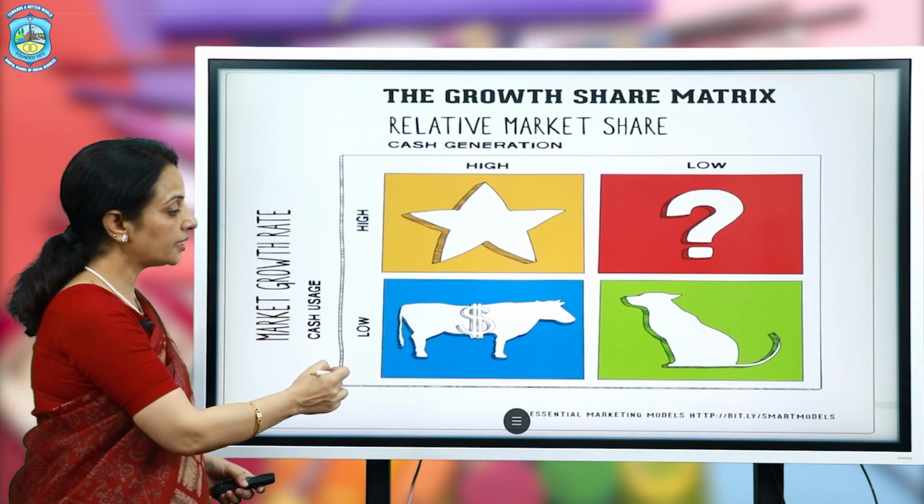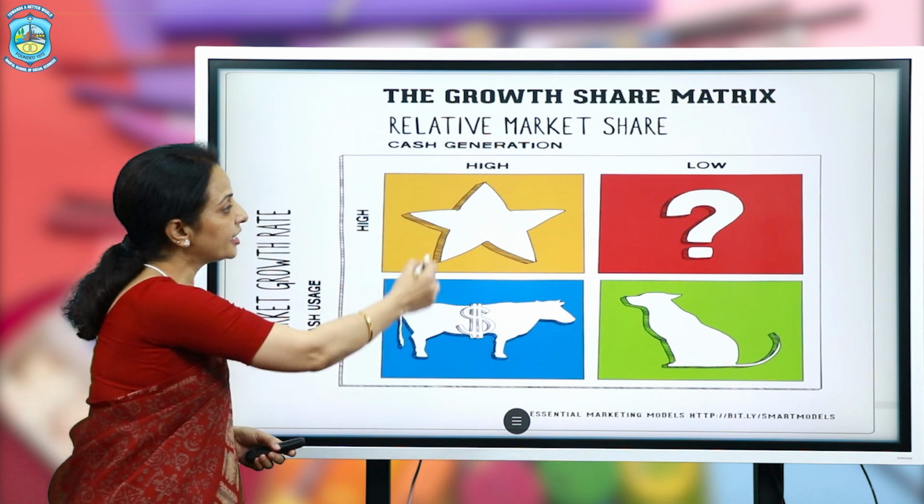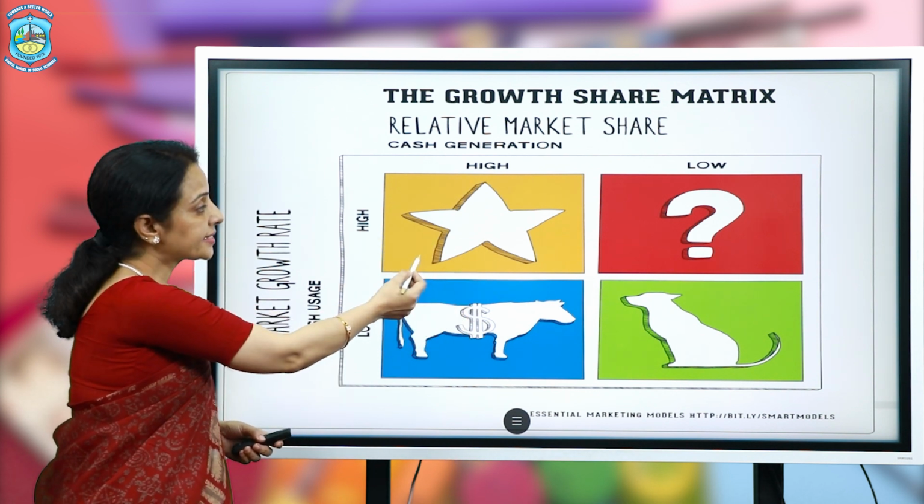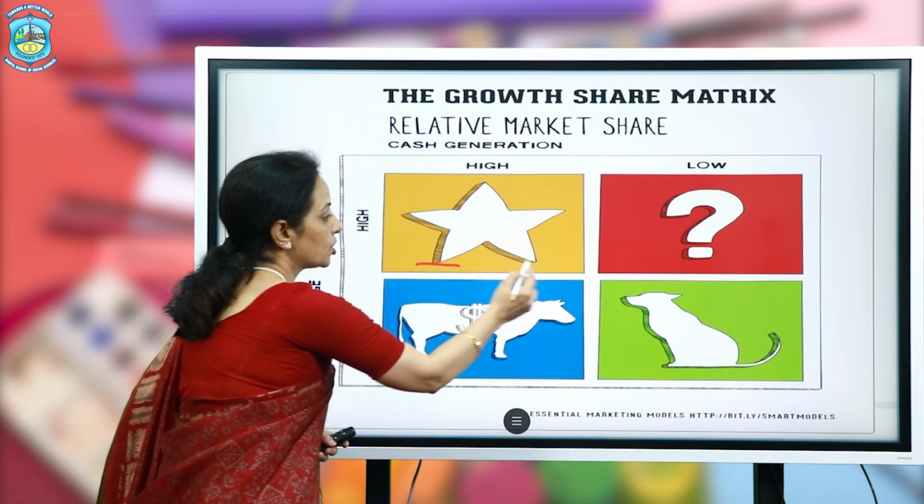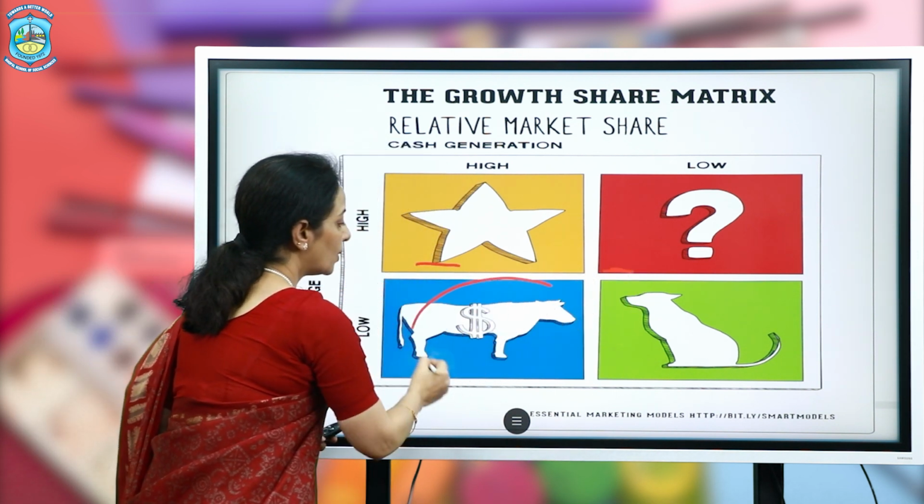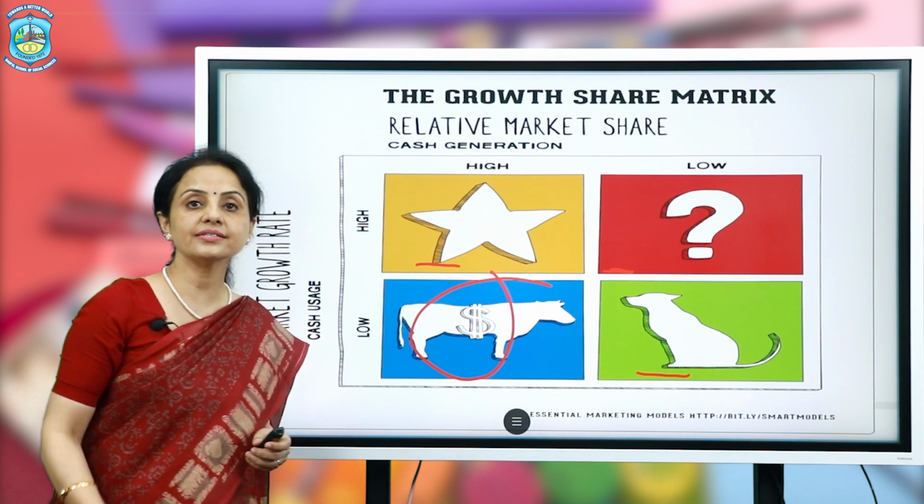So as you can see, there is a horizontal axis as well as the vertical axis, and there are 4 cells. The first cell is called the star, the second cell is called the question mark, and the third one is called the cash cow, and the fourth cell we call it as dogs.